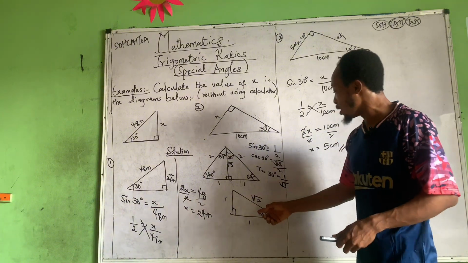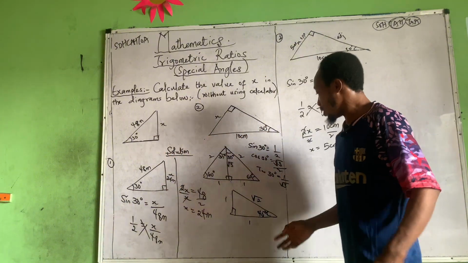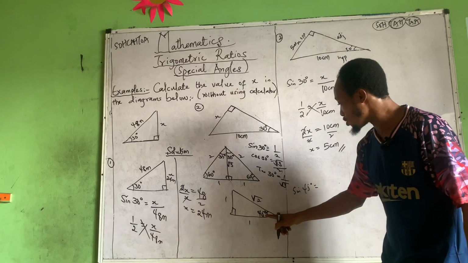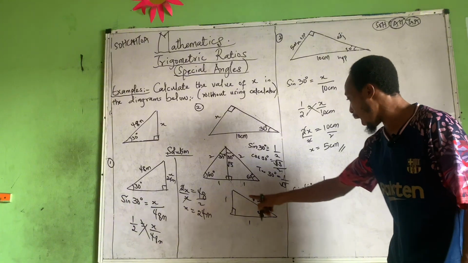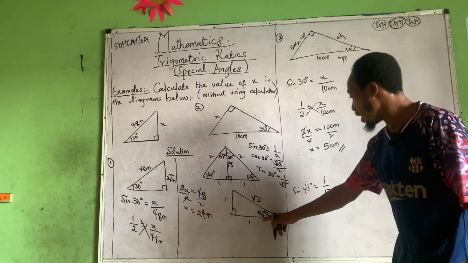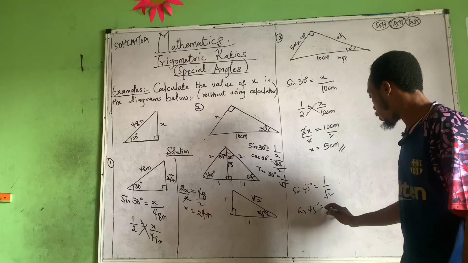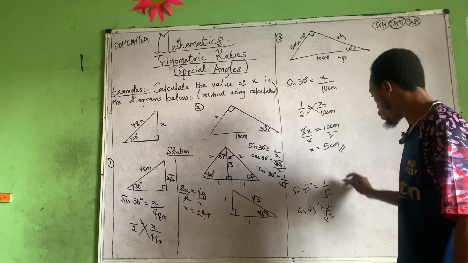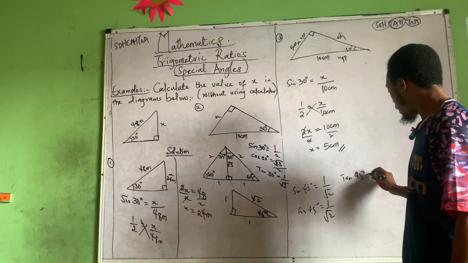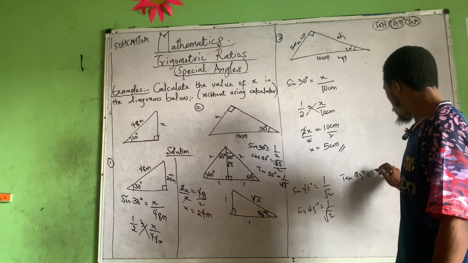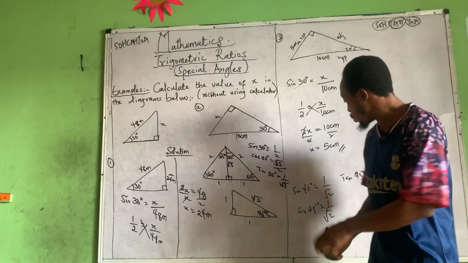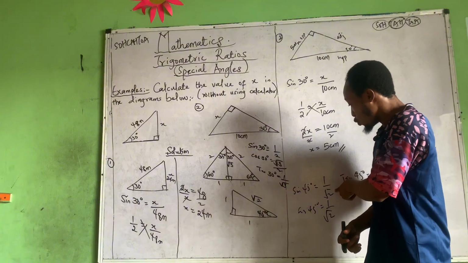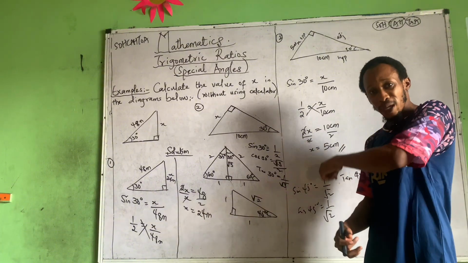Now if you are given 45 degree in any of these places too, that means you are going to apply this. For this one, sine 45 degree is opposite over hypotenuse, that will be 1 over root 2. Then if you are asked to find cos 45, it will be adjacent over hypotenuse, which is 1 over root 2. And if it is tan 45 degree, it will be opposite over adjacent, which is 1 over 1, which is 1. If you press your calculator with this 1 over root 2, you will still get the same thing. If you divide 1 over root 2, the answer you get is the same as if you press sine 45.